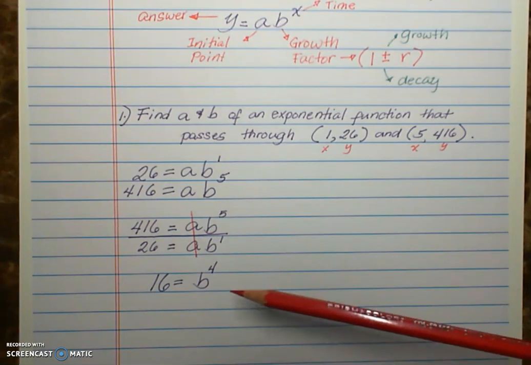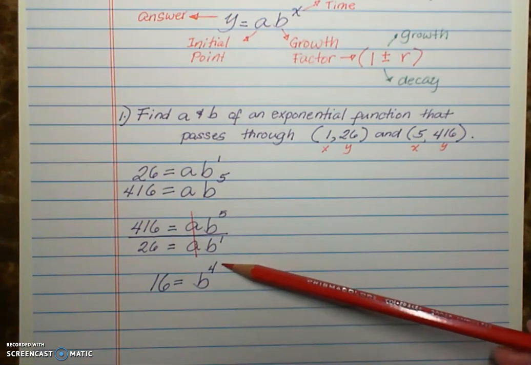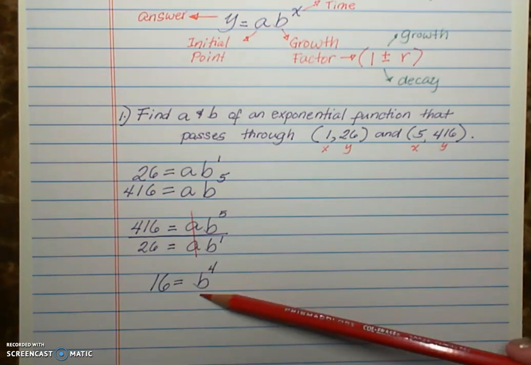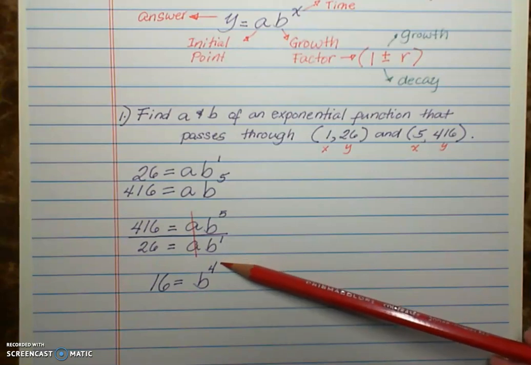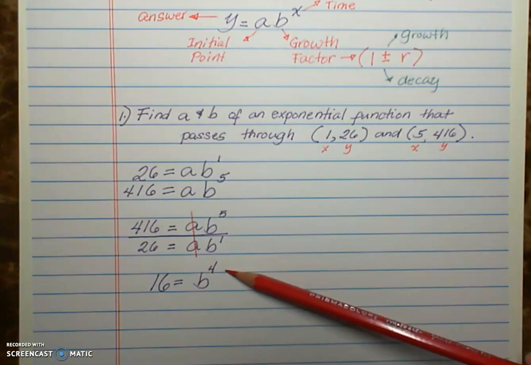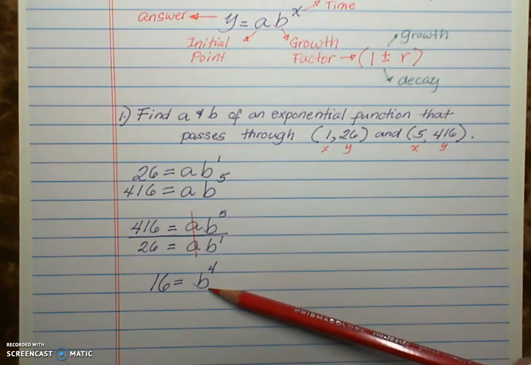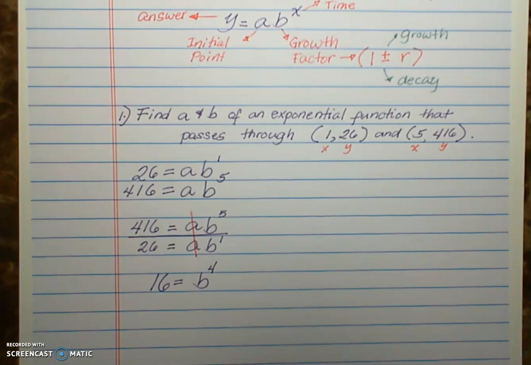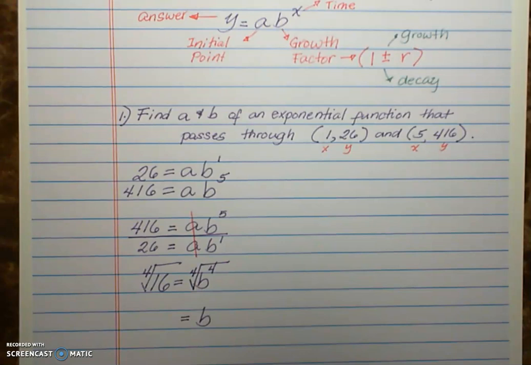We just want the b to be by itself, so we don't want this 4. Therefore, for me to isolate my b, this has to be removed. You can either raise both sides to the power of 1/4 in order to cancel out the 4, or you can get the fourth root of both sides. Getting the fourth root is going to eliminate the power of 4. Whatever you do on the right, you do on the left. So now my b is equal to 2.